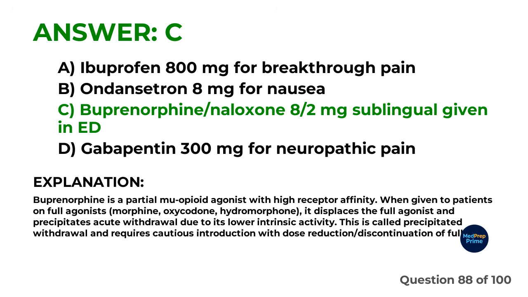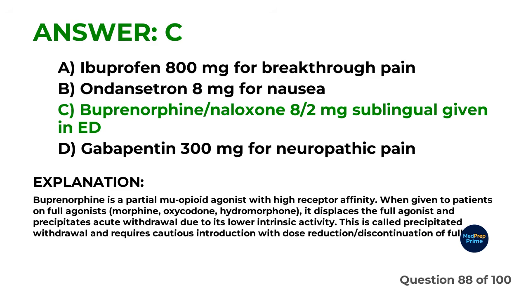Correct answer, C. Buprenorphine is a partial mu opioid agonist with high receptor affinity. When given to patients on full agonists, morphine, oxycodone, hydromorphone, it displaces the full agonist and precipitates acute withdrawal due to its lower intrinsic activity. This is called precipitated withdrawal and requires cautious introduction with dose reduction and discontinuation of full agonists.